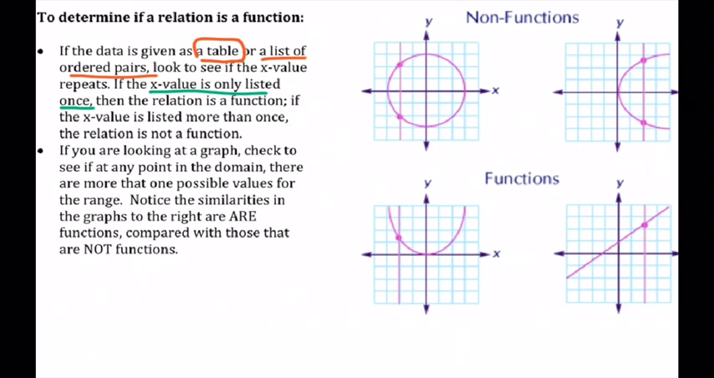Okay, so the reason why these are functions is because the domain does not repeat. So at any point in the domain, check to see if there is any more than one possible value. So they are functions because there's only one output for each input. You should write that down.